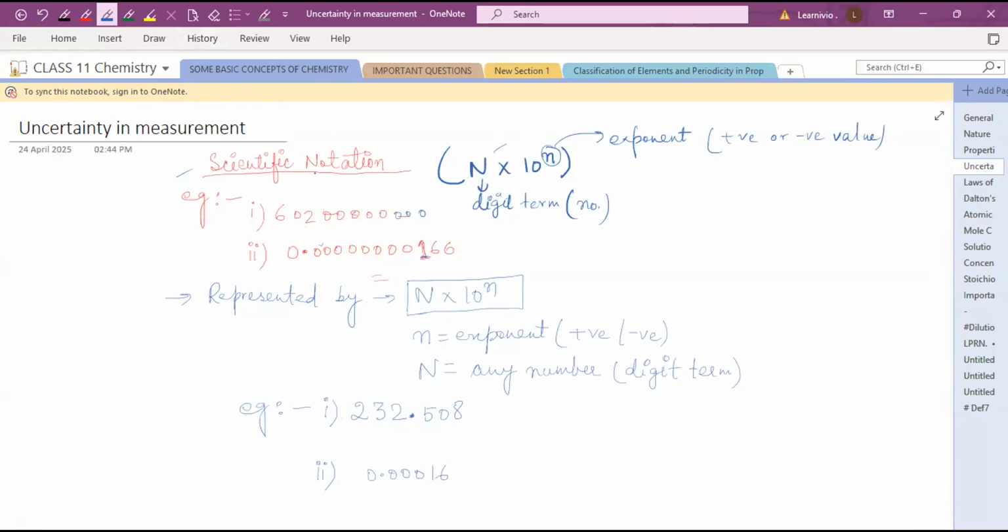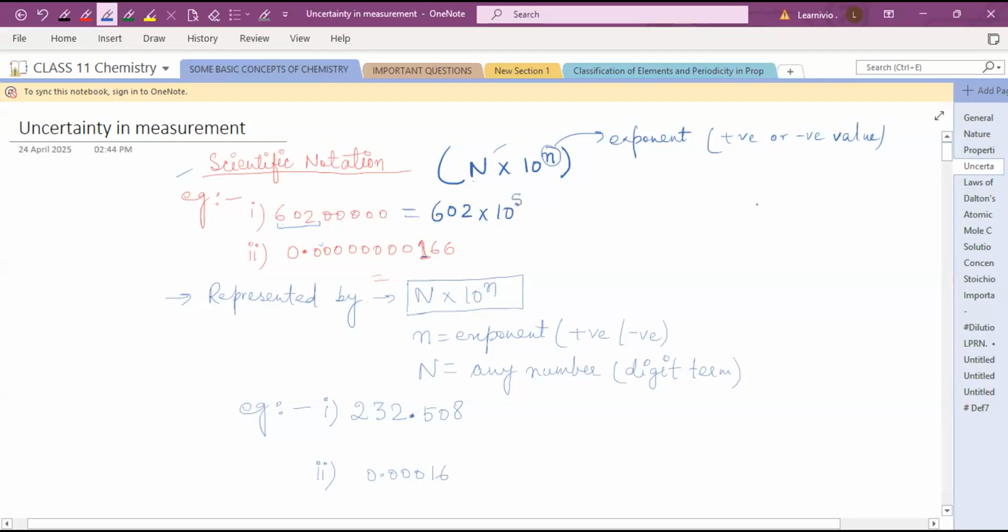Suppose, for example, say this question, 6 into... write it down. Yeah, 6 into... for the ease of counting, I'm just erasing this number. Suppose this is 602000 and so on. So how to write or represent this number in scientific notation? You can see N into 10 raised to the power n. So how we can write 602 into 10 raised to the power... How many zeros are there? 1, 2, 3, 4, 5. 5 zeros are there, right?